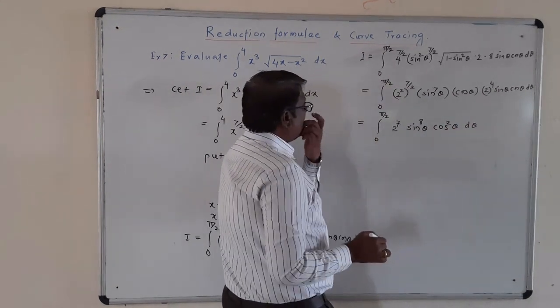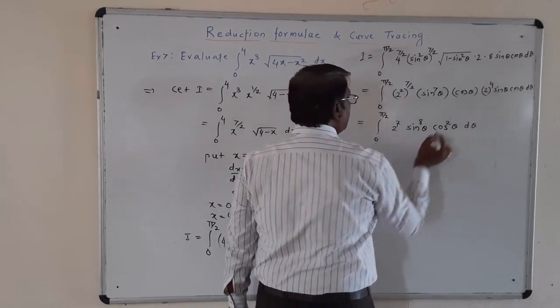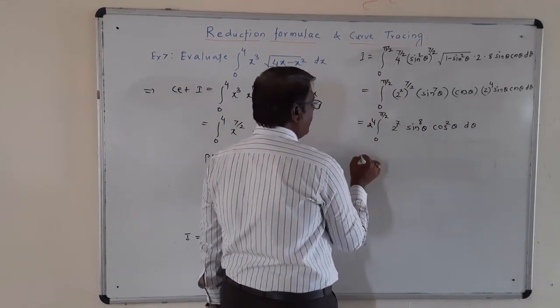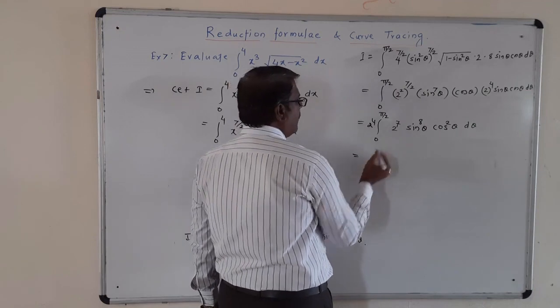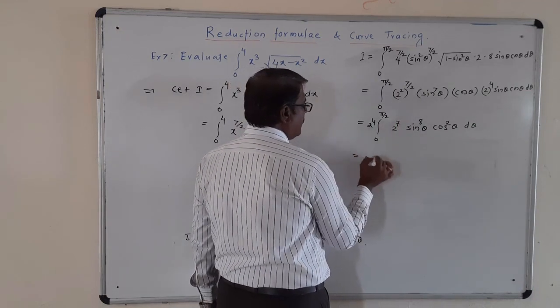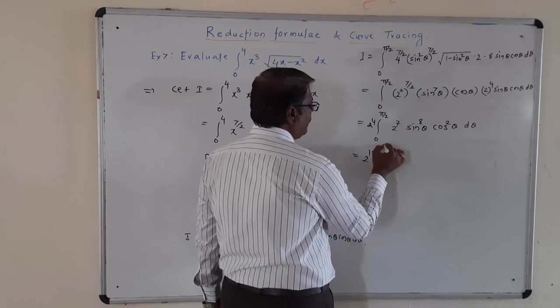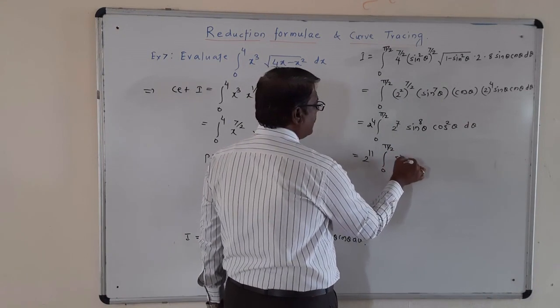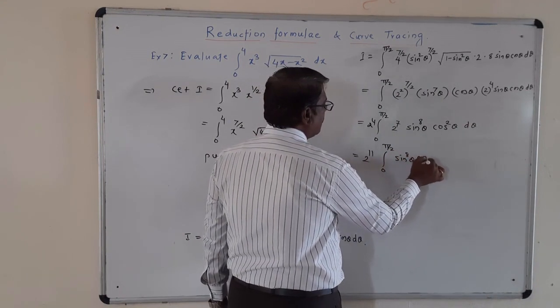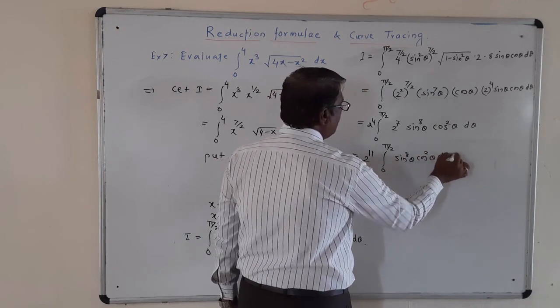So this 2 raised to 7 and here again 2 raised to 4. So 2 raised to 4 I will write it outside. So I can take 2 raised to 7 outside, so it will be 2 raised to 11 integration 0 to pi by 2 sin raised to 8 theta cos square theta d theta.